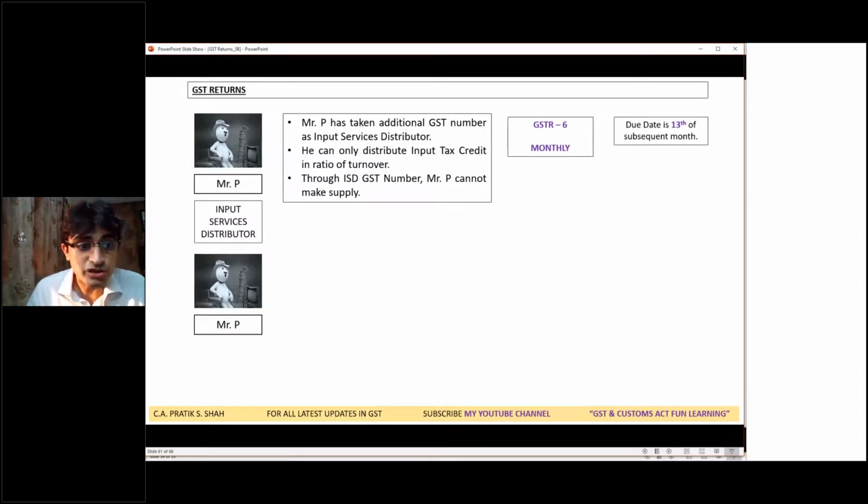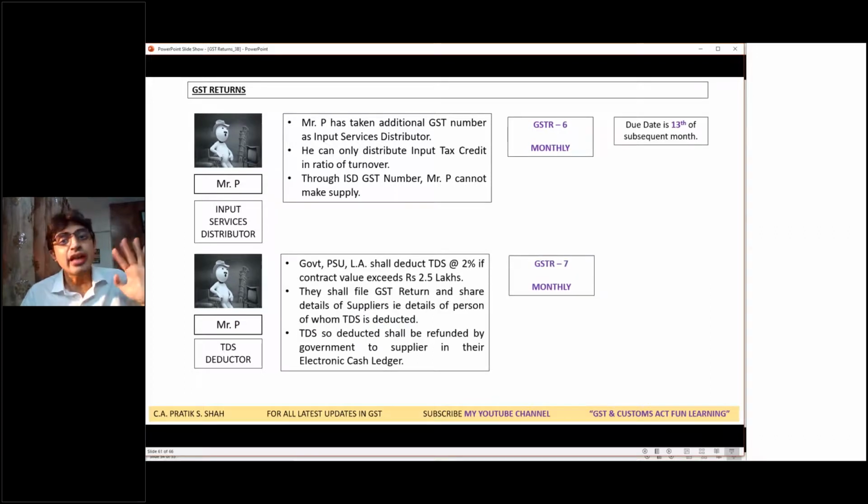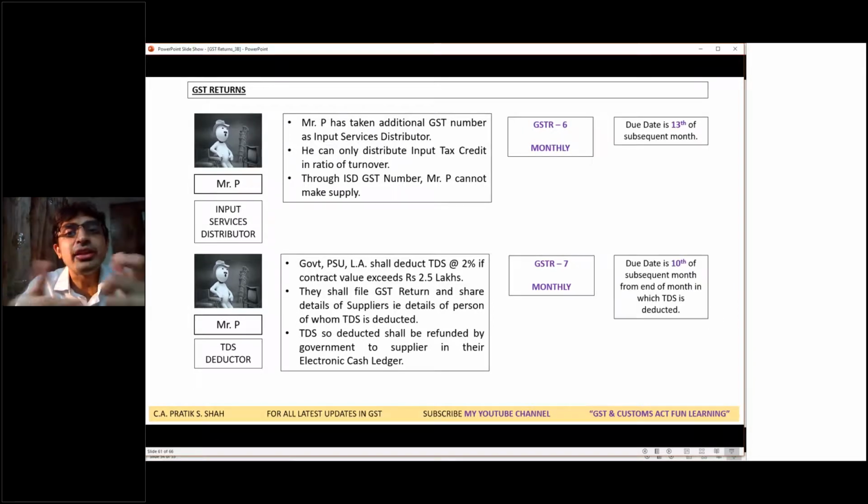Then I told you just now, TDS deductor, government, PSU, they will deduct your 2% TDS. They will file which return? GSTR7. If I have deducted your TDS, I am government, I have deducted your TDS, I will file GSTR7. Due date is 10th of the subsequent month.